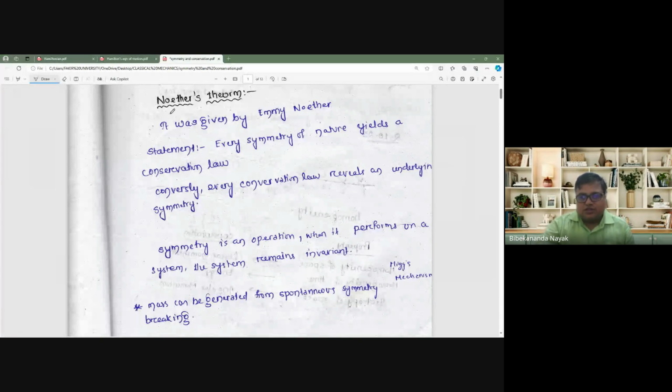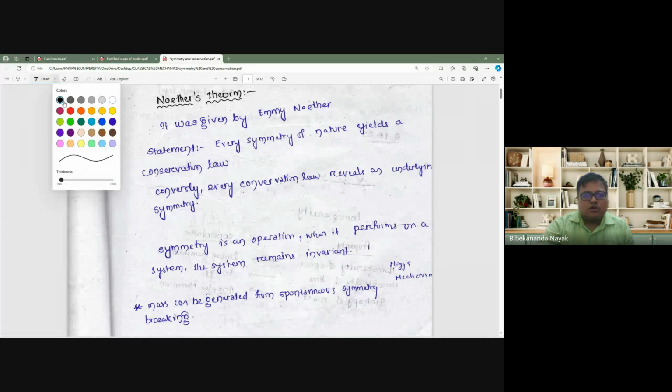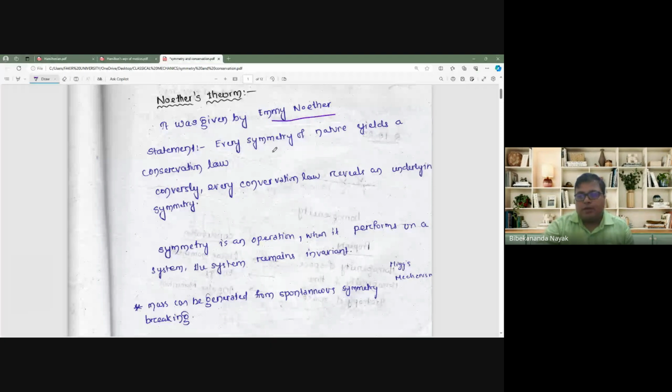So today we discuss the first Noether's theorem. It is a famous theorem given by E. Noether. According to this theorem, every symmetry of nature yields a conservation law, or conversely, every conservation law reveals an underlying symmetry. Every symmetry operation is associated with a conservation law. If some conservation is breaking, there must be a symmetry breaking.